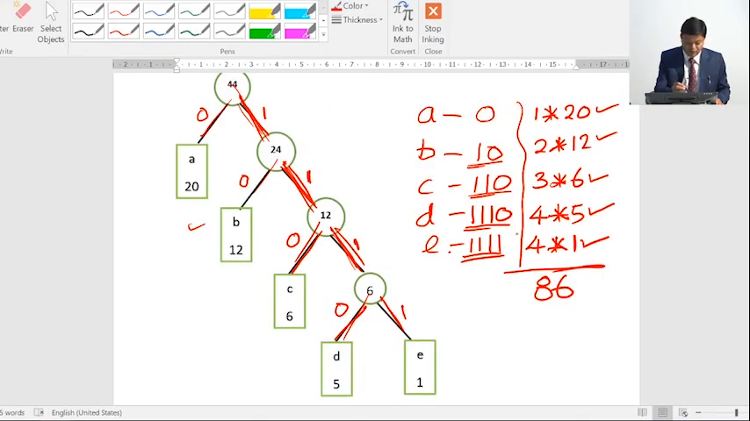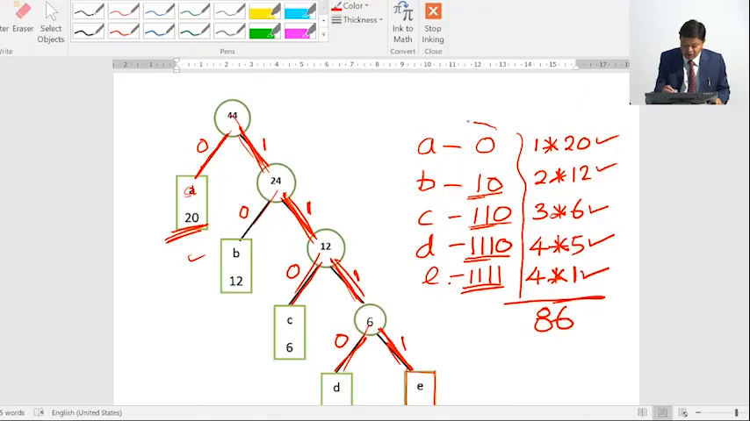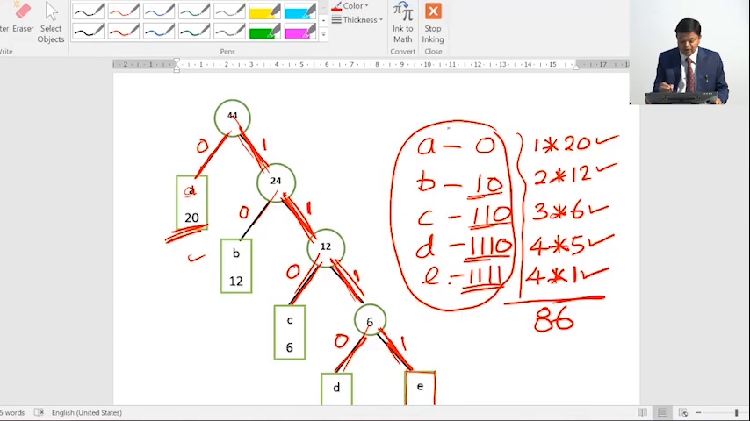So, what do we conclude? The character which is having the highest frequency is attached nearest to the root, and the character which is having the lowest frequency is at the bottom or is farthest from the root. In this way we reduce our total weighted path length. That is why we say that using Huffman's algorithm, you generate a variable length code. The character which was appearing maximum number of times has got single bit code, and the character which was appearing only once has got a 4-bit code.